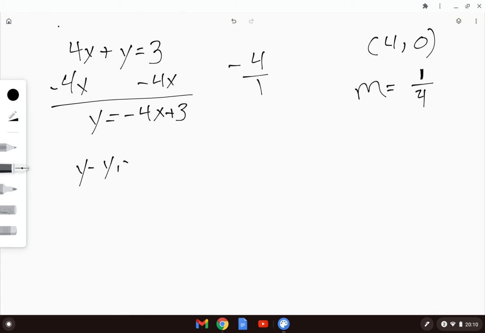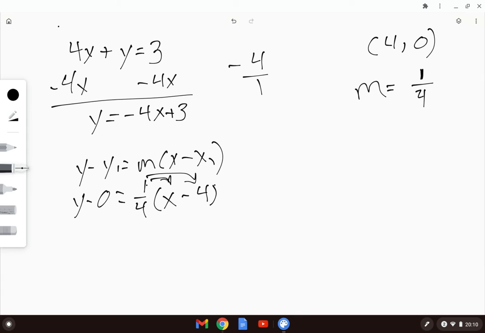So y minus y1 equals m times x minus x1. So y minus y1 would be y minus 0, which is going to be 1/4 times x minus 4. All right, and we'll just distribute. Then y minus 0 is just y, so we have y equals 1/4 x minus 1. So the equation of the line passing through the point (4, 0) that is perpendicular to the line y equals negative 4x plus 3 will be y equals 1/4 x minus 1.